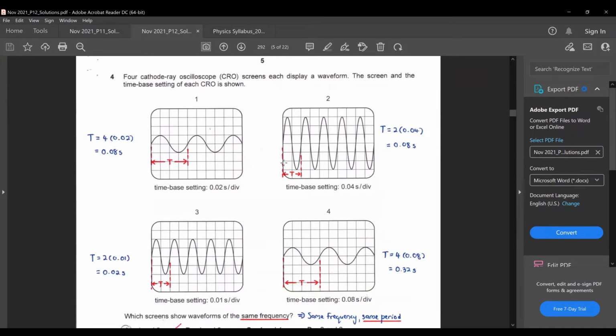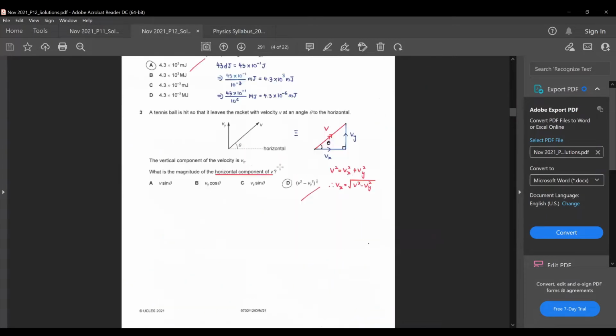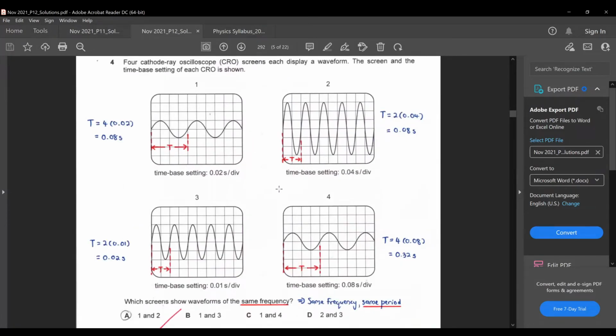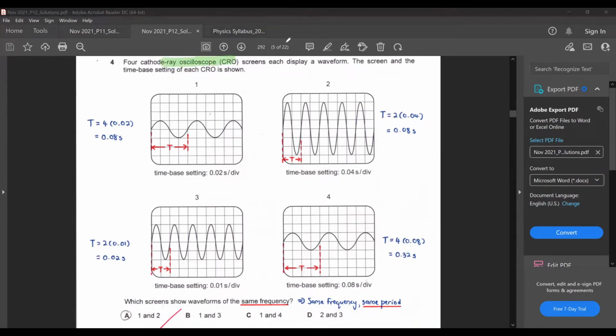Okay, now question 4. So look at question 4 now. For question 4, they mentioned that you have 4 CRO screens that display a waveform. The screen and the time-based setting of each CRO is shown. Which screen shows waveforms of the same frequency?